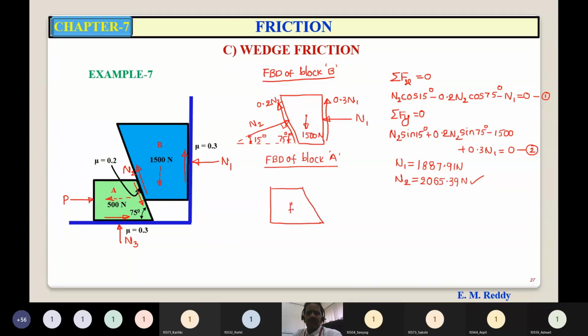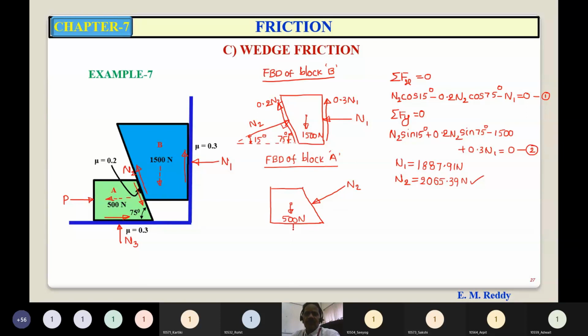Weight of block is 500 vertically downwards. Normal reaction from block B is N2. N2 is the normal reaction between A and B. When two bodies are in contact, each body will exert a reaction on the other with the same magnitude but opposite in direction.